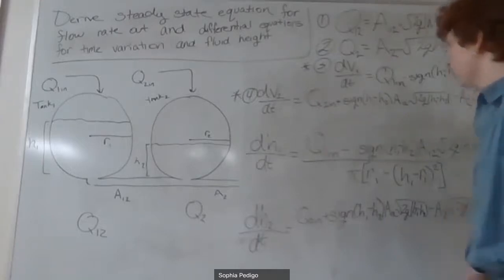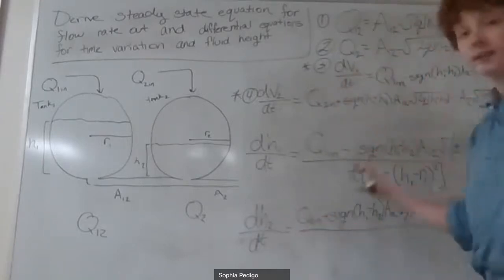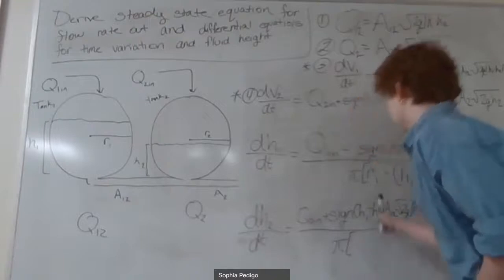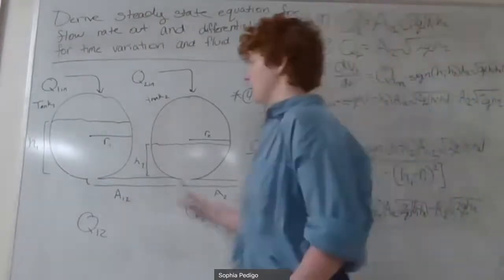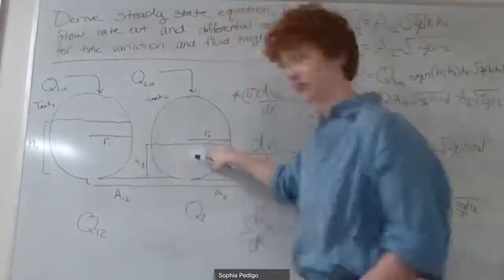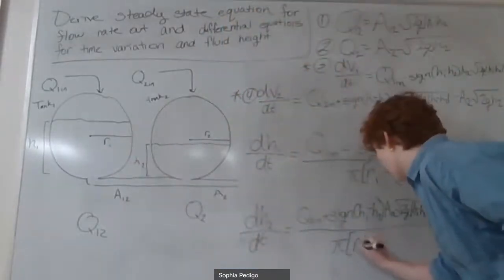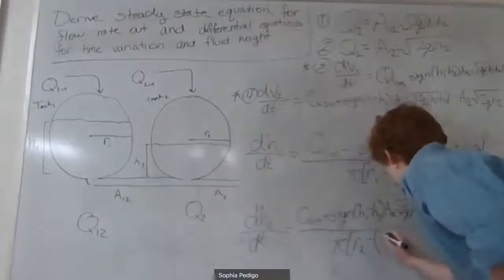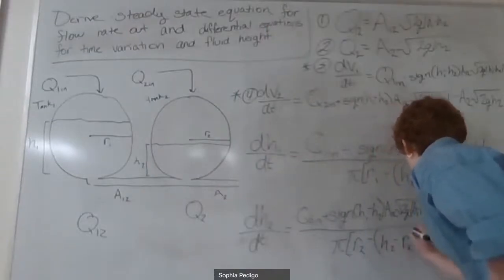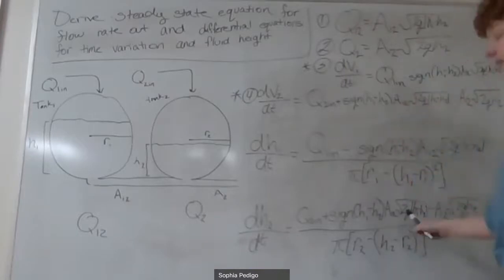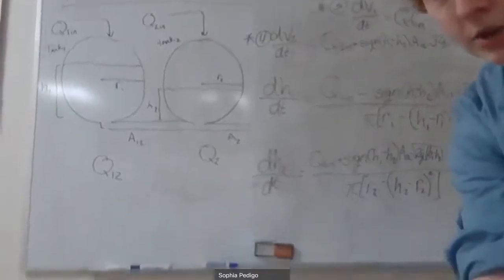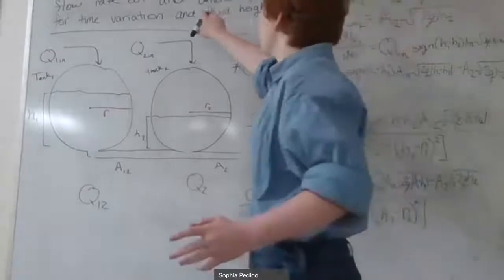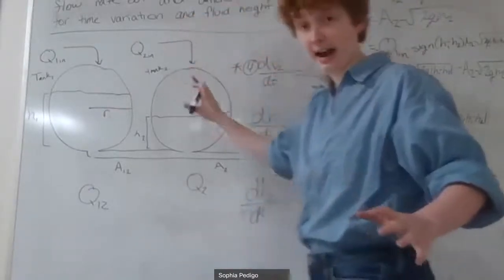And we're going to divide this by the cross-sectional area of the tank. So we're going to have pi. Now it's important not to get confused. I have radius 1 here because we were looking at radius 1 in the first tank, but now we're looking at radius 2 in the second tank. So r2 squared minus (h2 minus r2) squared, because we're working with the second tank. And that is going to be our second equation. Let me make sure you can see this all right. That's going to be our second equation for tank 2, which shows the time variation in fluid height.